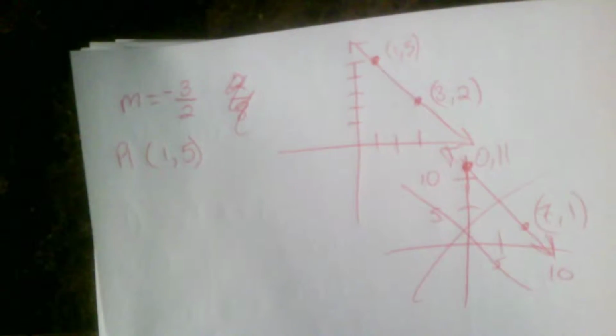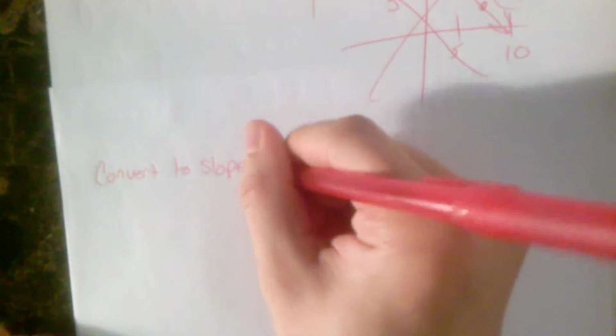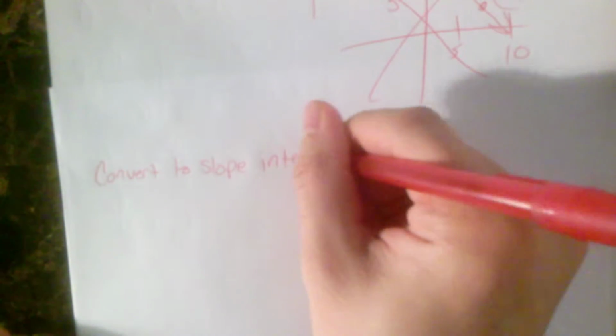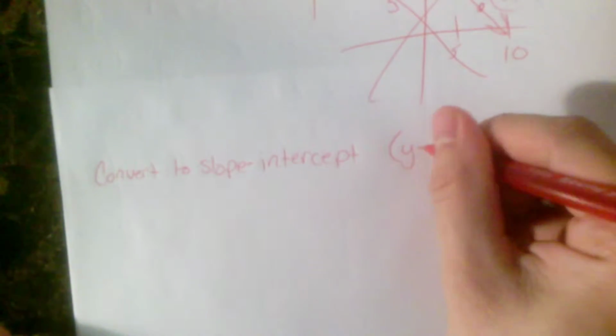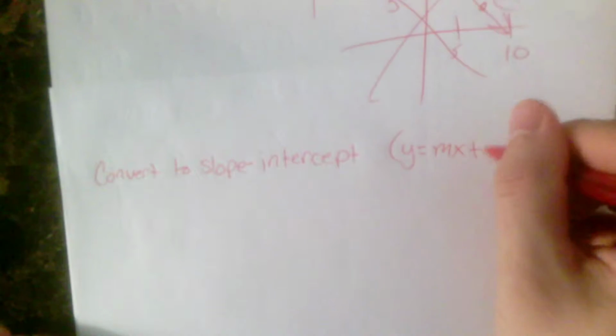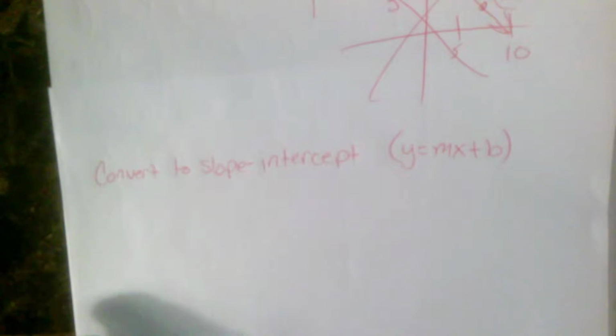Next, you're going to be given a random equation, and it's going to ask you to convert to slope-intercept form. Real simply, an equation, and it'll ask you to convert to slope-intercept. Remember, slope-intercept is y equals mx plus b. This is not going to be on the test, but I'm writing it on here because these are notes. Y equals mx plus b.